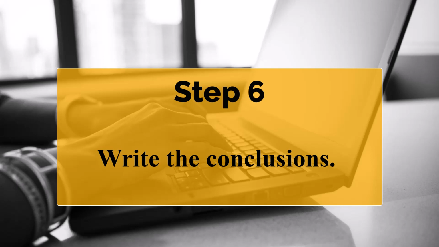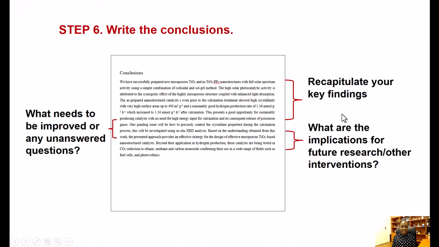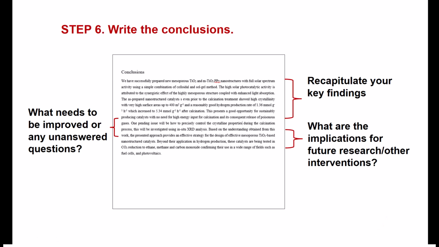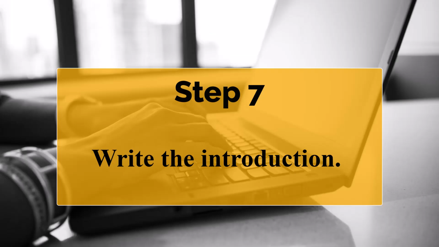So in the conclusion section, I'm usually recapitulating on my key findings. What are the key findings from my research? Then if there is anything that still needs improvement or if there are any unanswered questions, then I also address that. And then I describe what are the implications of my results for further research or even other interventions available. And after I've written the conclusions, I go straight to write the introduction.